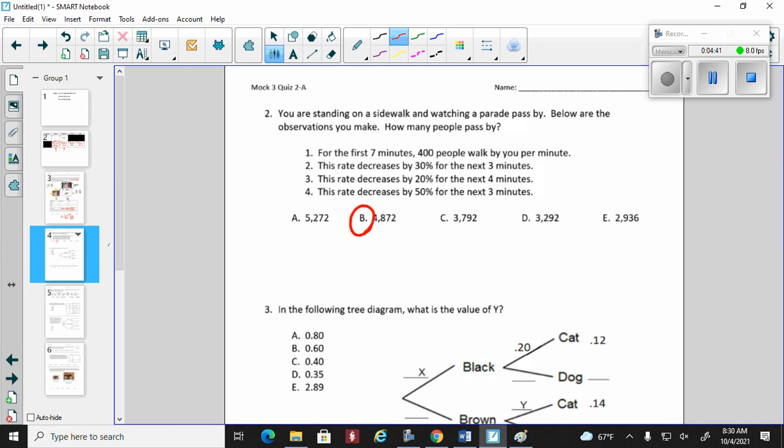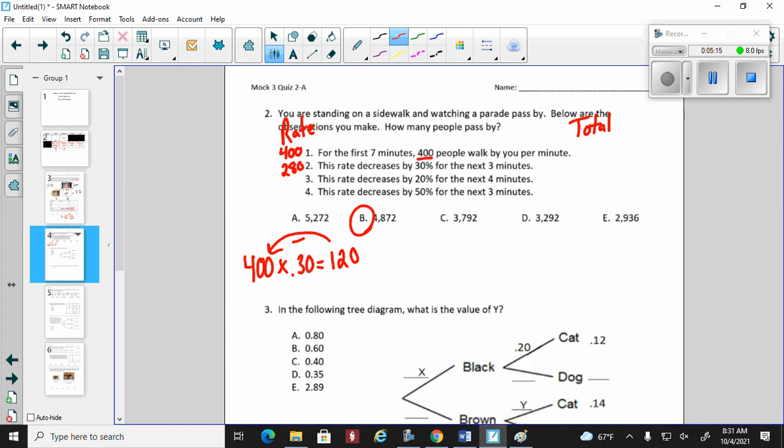Now, let's walk through it real quick. If you remember, you have to find the rates over here and the total over here. It says right here that the rate is 400. It says the rate decreases by 30%. Off to the side, you take 400 times 0.30, and you end up with 120. You subtract after you multiply, and you get 280.